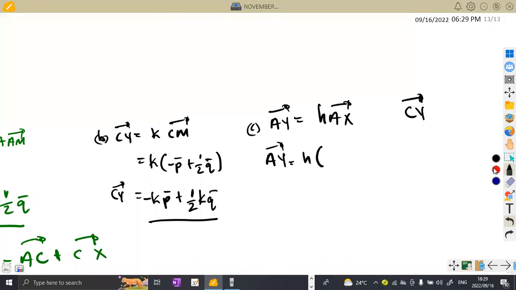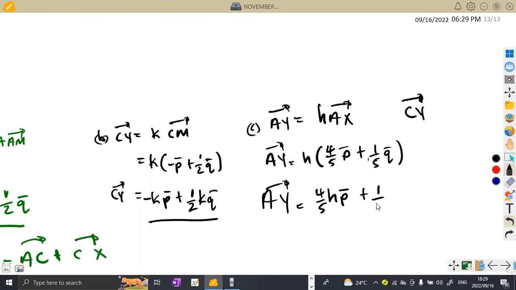All right, so let us take our value here, which is H times AX. We said our AX is 4/5 vector P plus 1/5 Q. So AY is equal to H multiplied by each and every term. It's going to be 4/5 H vector P plus 1/5 H vector Q. Okay, so this is vector AY, but we are asked to calculate the vector CY.